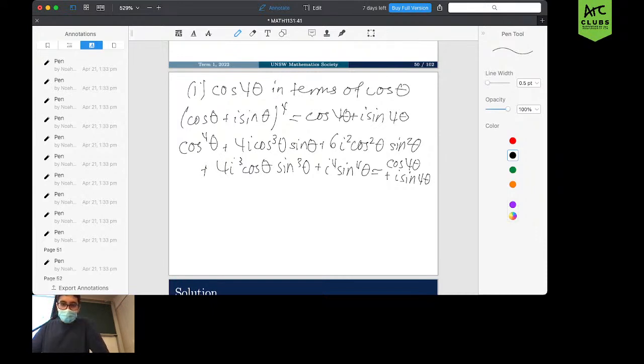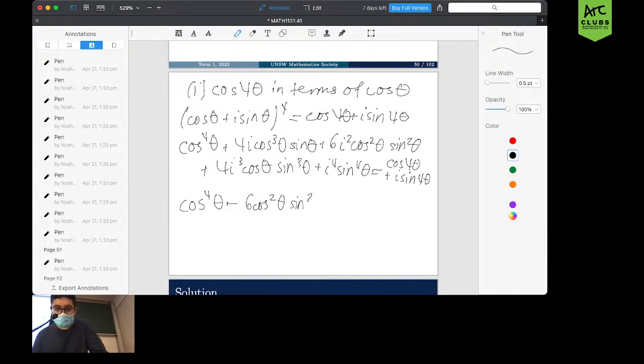And we can group up the real terms on the left-hand side and also group up the imaginary terms. So grouping up the real terms, we're going to have all the terms without the i's. So cos to the 4 theta, that's the only term without the i's. And then that 6i squared cos squared theta sine squared theta term has an i squared in it. What do we know about even powers of i? Well, we can just rewrite them as real numbers. So we can rewrite that i squared as -1, and our real term becomes -6 cos squared theta sine squared theta.